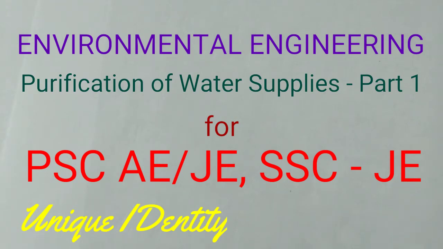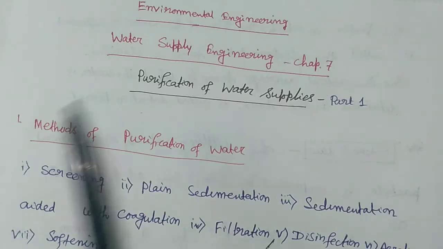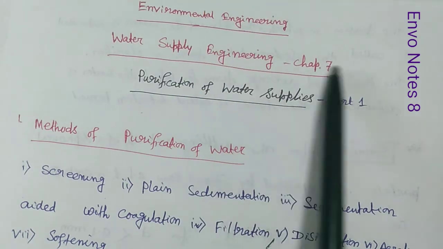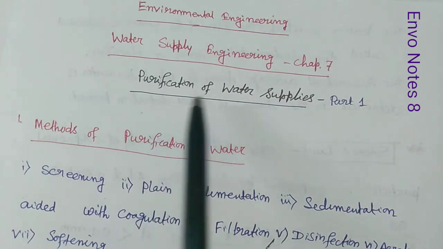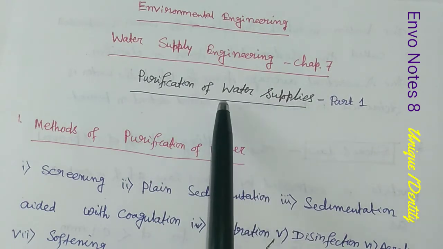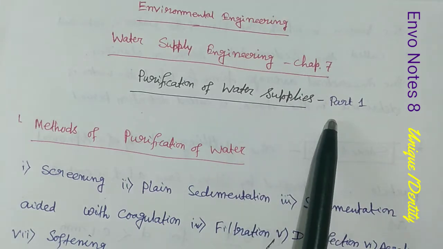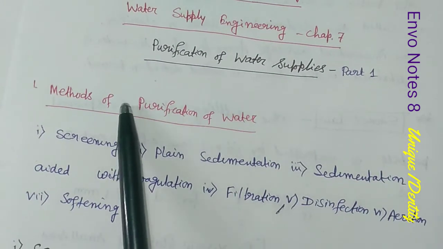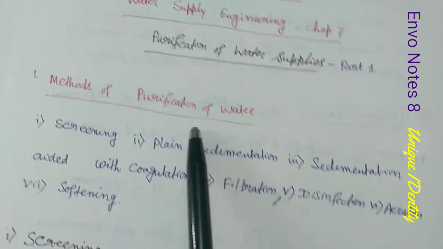Okay. And I have made these notes from two books. One is Water Supply Engineering by S.K. Garg, Volume 1 Environmental Engineering, and another book is Environmental Engineering by P.V. and Rao. Okay. So, Environmental Engineering, and this is Water Supply Engineering, Chapter 7, Purification of Water Supplies. As this is a vast chapter, so this is part 1, and in the next video I will upload part 2. Okay. First is methods of purification of water.